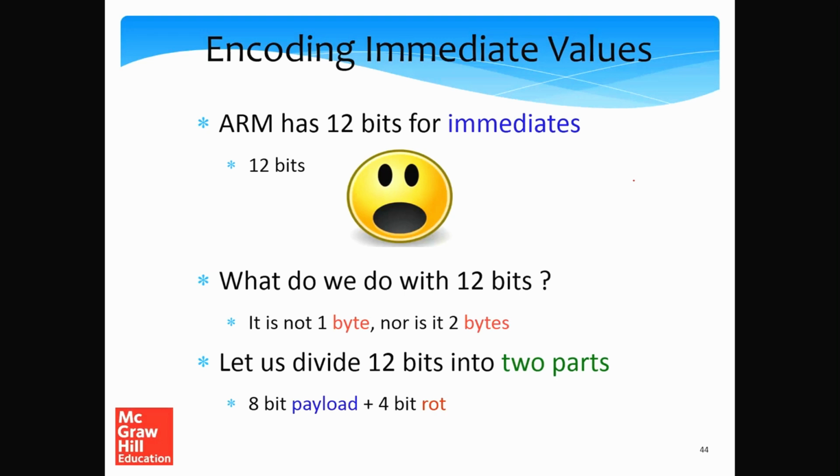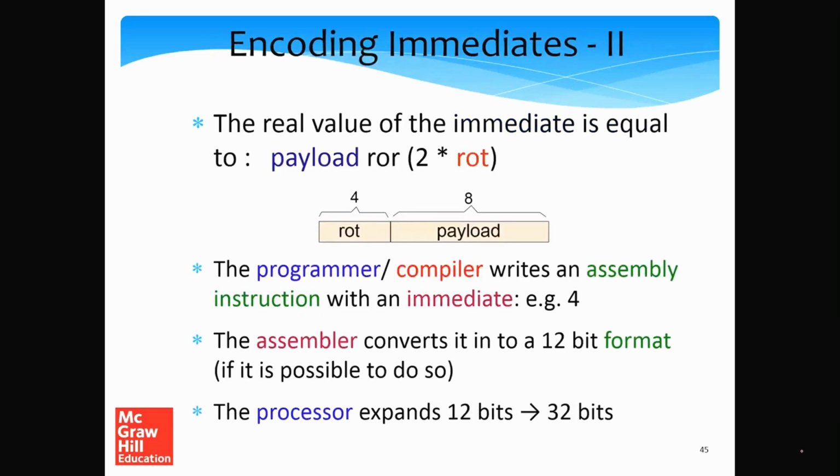Encoding immediate values is kind of tricky in ARM. ARM has 12 bits for immediates. 12 is a bad number. It's not 8, it's not 16. So it is essentially not 1 byte, nor is it 2 bytes. So let us divide the 12 bits into 2 parts or 2 fields. Let one be an 8-bit payload and the other a 4-bit rotation value. We'll see what these are.